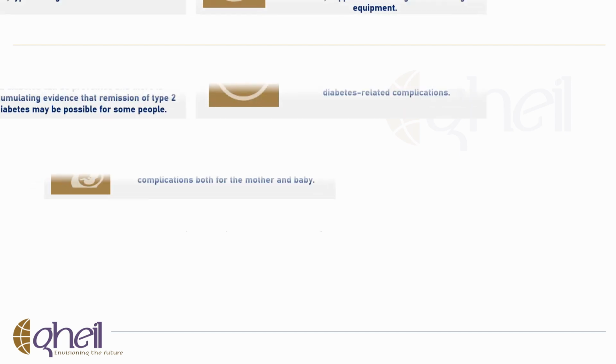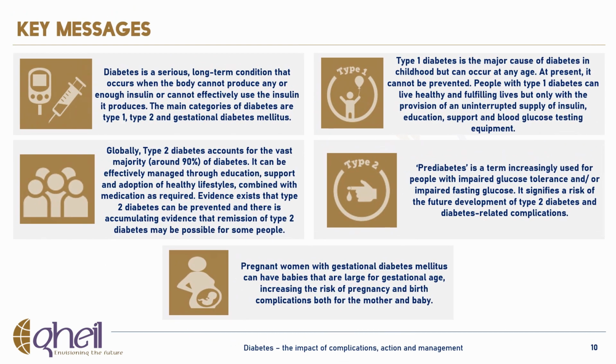Globally, type 2 diabetes accounts for the vast majority, around 90%, of diabetes. It can be effectively managed through education, support, and adoption of healthy lifestyles, combined with medication as required. Evidence exists that type 2 diabetes can be prevented, and there is accumulating evidence that remission of type 2 diabetes may be possible for some people.